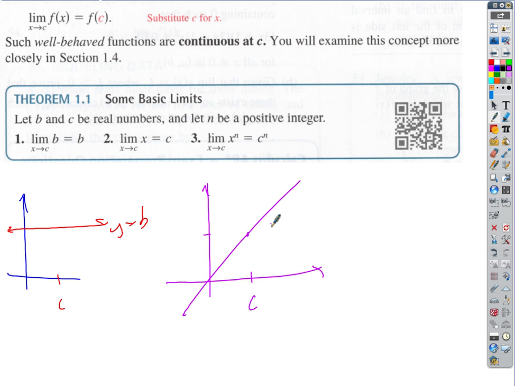So if we plug in c, we know that the function x to the n has no holes in it. It's continuous everywhere, right? Continuous everywhere, so we can use direct substitution. Plug in c and get an answer, okay? Simple.